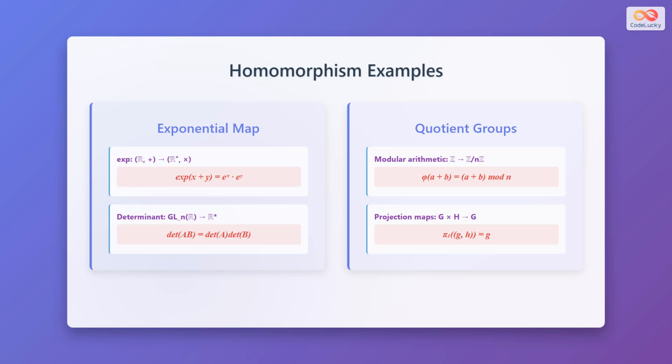Second, quotient groups. Example 1 is modular arithmetic from integers to integers over n integers. The property preserved is phi of a plus b equals (a plus b) mod n. Next is projection maps. Example 2 is projection maps from group G times group H to group G. The property preserved is pi 1 of (G, H) equals G.